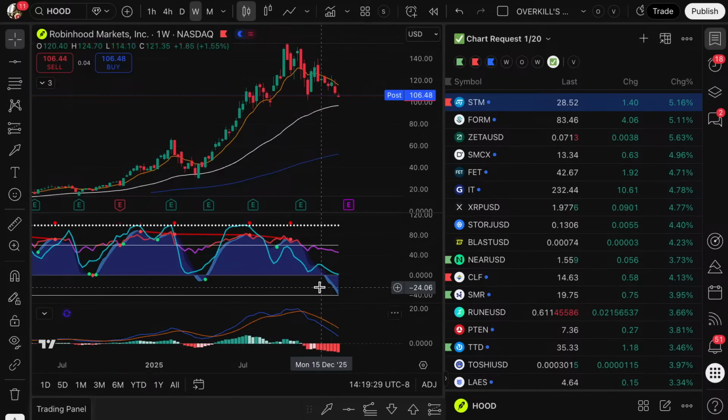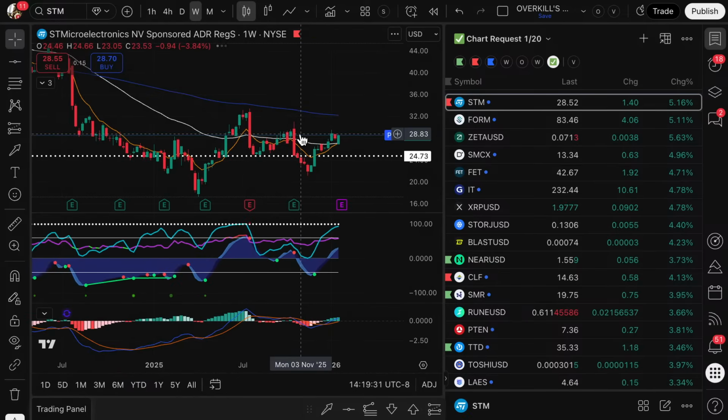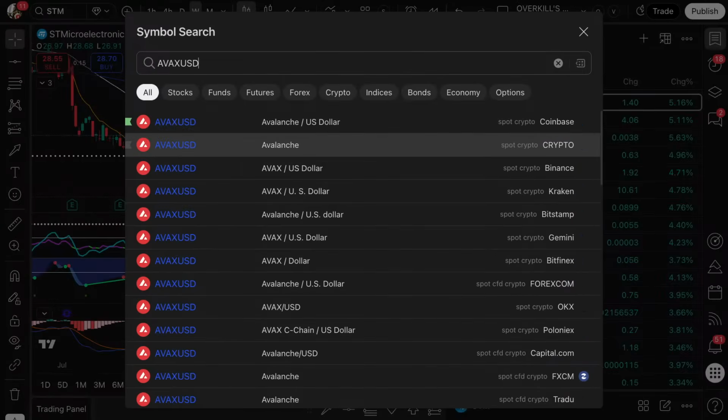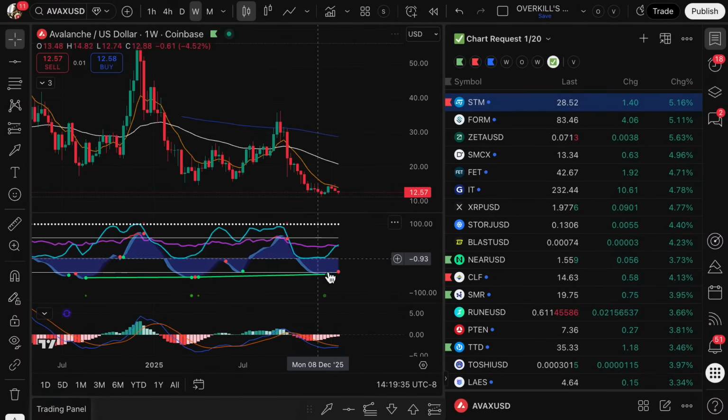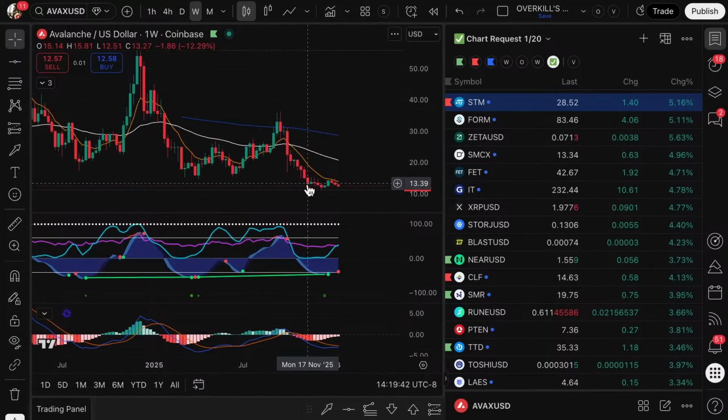So I want to see a green dot on Robinhood on the weekly. That's the first thing we're looking for. I see one for AVAX in the chat. Same thing. So you got the signal here at 13. It's at 12.50. Yeah, you're down 5-10%. Again, you can't be worried about a 5 to 10% dip if you're using this strategy.